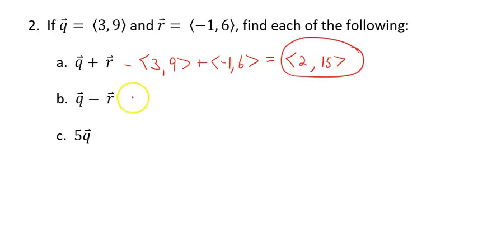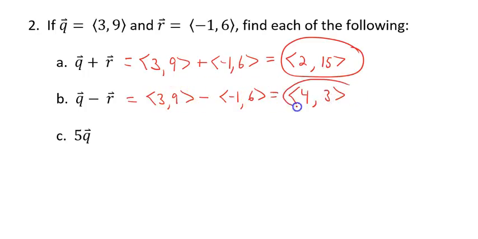So with subtraction, be careful. Just make sure you get your signs right. So in this case, I have q minus r. And so I want to make sure I do 3 minus negative 1. And then again, in that case, I have two negatives, which make a positive. So 3 minus negative 1 is the same as 3 plus 1, which is 4. And then 9 minus 6 is 3. So just be careful with signs when you're doing subtraction.